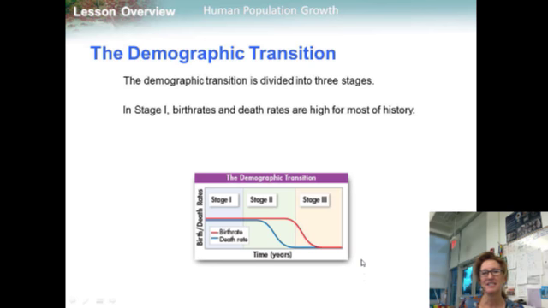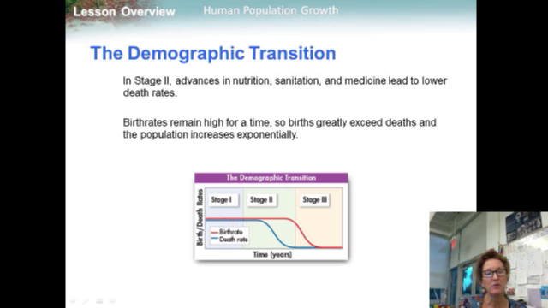Stage 1, birth rates and death rates are high for most of history, as you can see here. The red line and blue line are birth rates and death rates. They're high over time here. Stage 2, advances in nutrition, sanitation, and medicine led to lower death rates. Birth rates, though, because of cultural reasons, remained high for a time. So birth rates greatly exceeded deaths, and the populations increased exponentially.